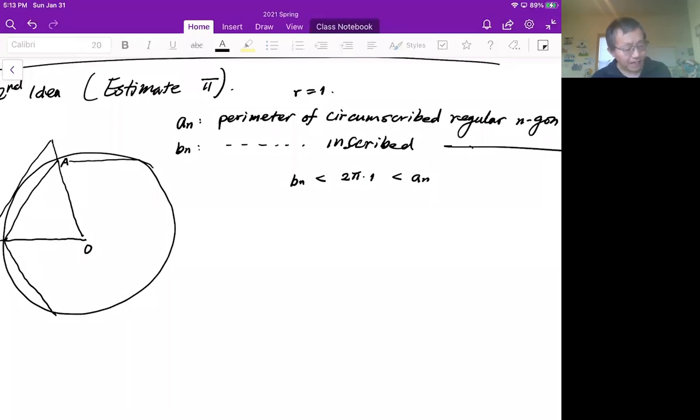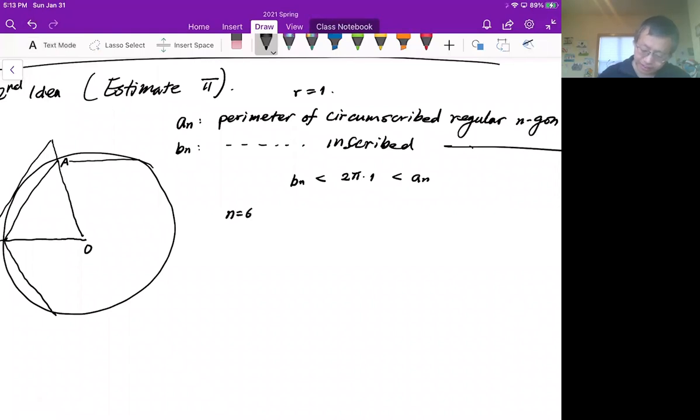But the problem is, if you just work for n equals 6, why 6? Because 6 is easy. 6 is just a regular hexagon with side 1. So I know the answer for the inscribed regular polygon of 6 sides. That's easy, so B6 is just equal to 6. So this is B6 here. And how about A6? A6 is not too bad. You just take a look at that.